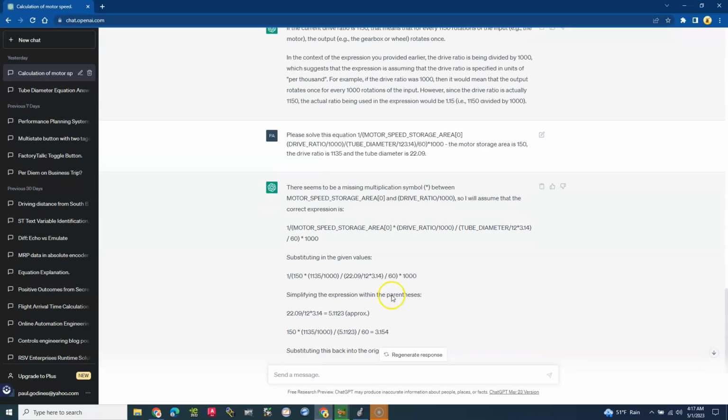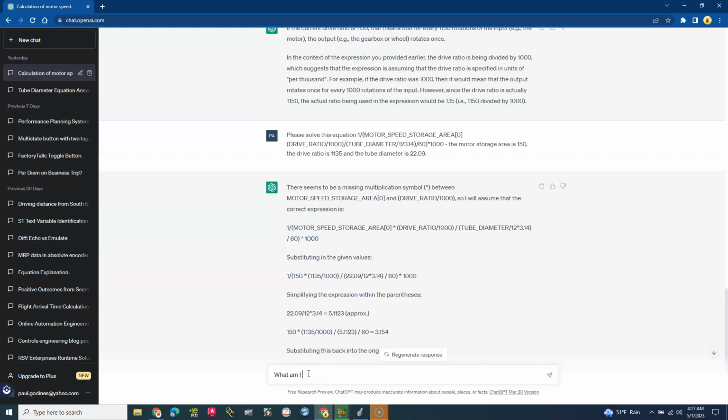Now, the big thing here is taking an expression from your program and using ChatGPT to solve it. Even more importantly, where does the drive ratio come from? What does that mean? Tube diameter divided by 12, why? Let's do this. I want to help you even further understand how to use this tool.